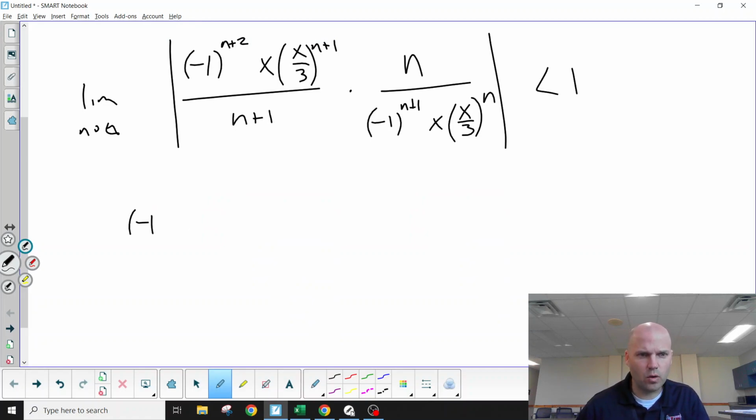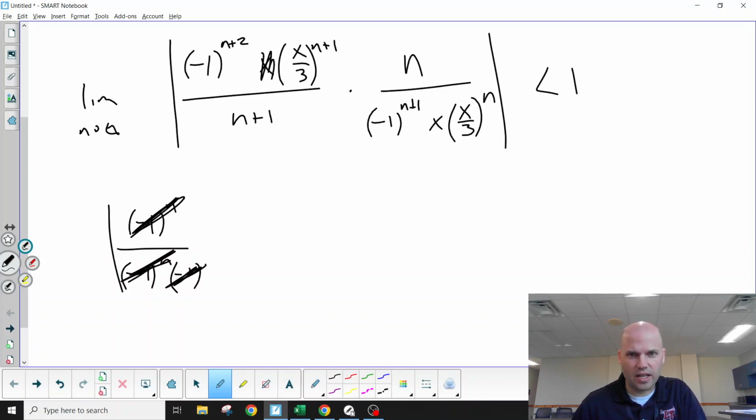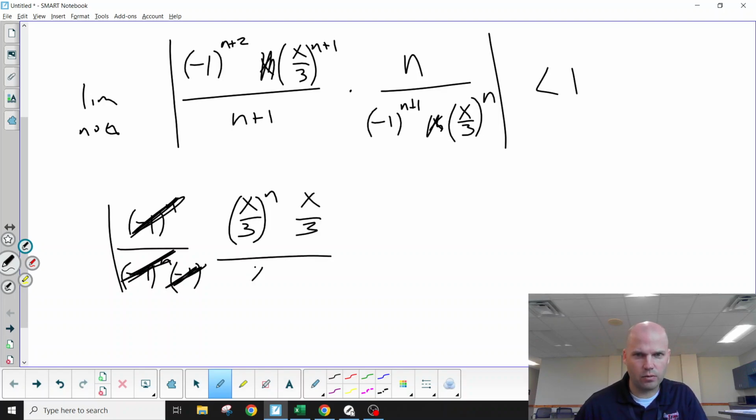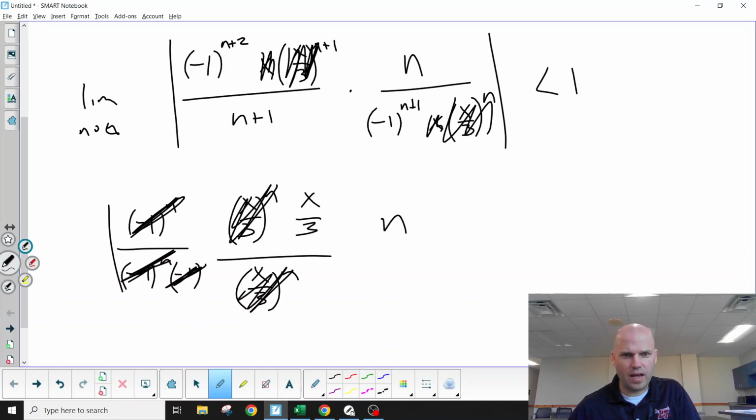So I'll have negative 1 to the n, negative 1 squared. I'll have negative 1 to the n times negative 1. This negative 1 will go away with the absolute value. These negative 1s will go away as well. So it's almost like all of that goes away. I have this x that will cancel with this x. That's nice. I have x over 3 to the n and another x over 3. That x over 3 to the n will cancel with this x over 3 to the n. So that goes away, leaves me with an x over 3. And then I have n over n plus 1.